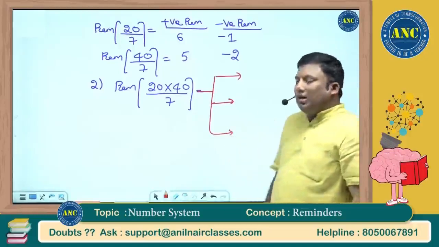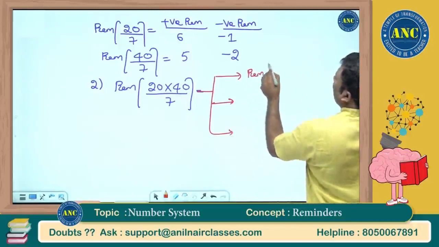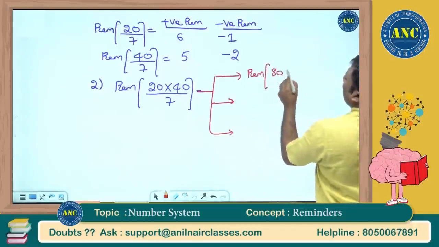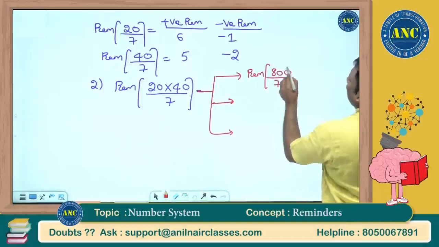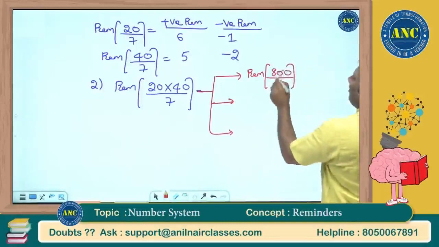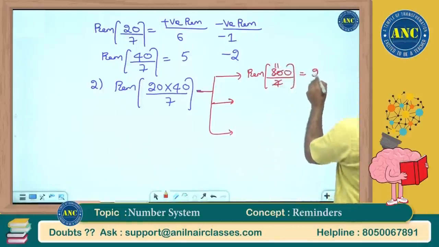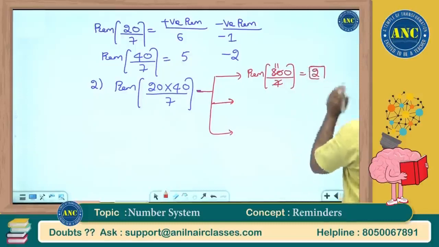Remainder 1. 20 into 40 is 800. 800 divided by 7: 7 11s are 77, leaving 30. 7 4s are 28. Positive remainder, it is 2.